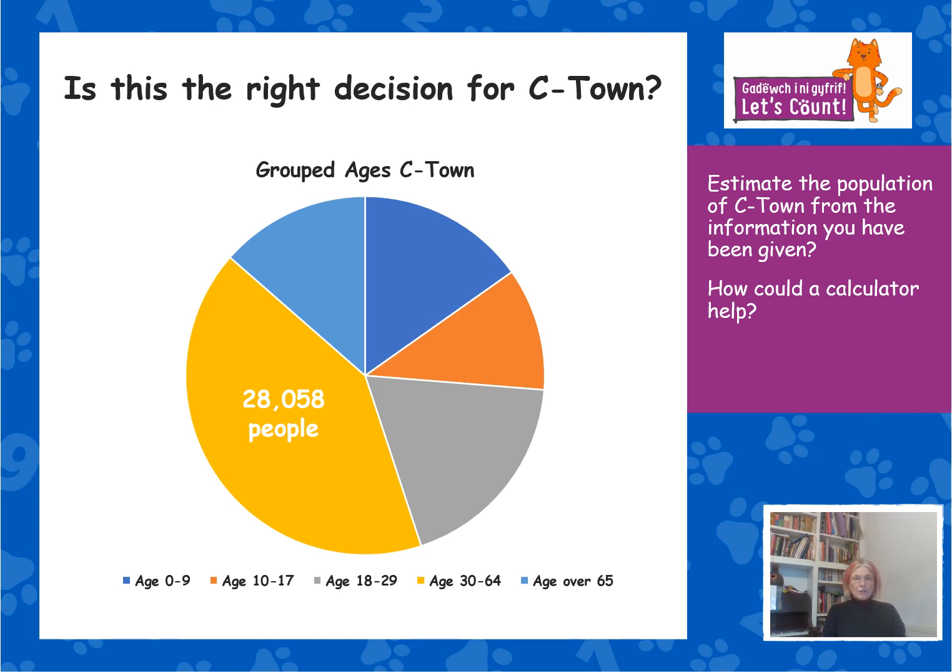Having decided which town you think is bigger, can you now use the information given to estimate the population of C-Town? This time I want you to think about how a protractor might be useful. Protractors measure angles, so how could knowing the size of the angle in this part of the pie chart help you with this estimate? You might want to go back and use the protractor to revise your estimate for A-Town too.